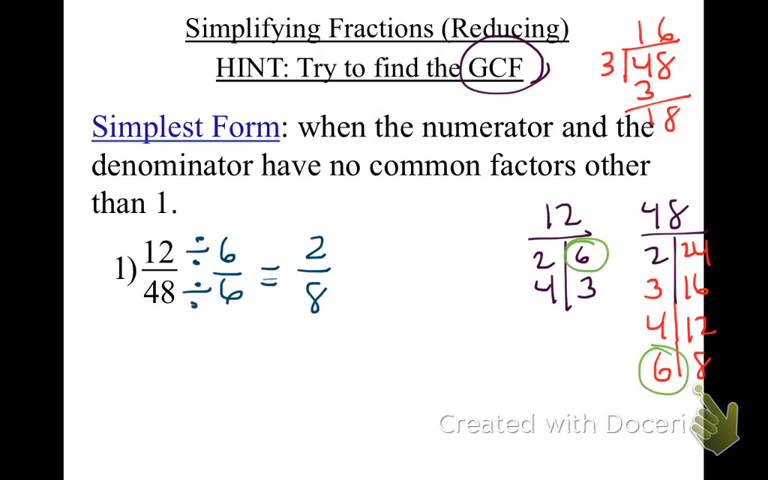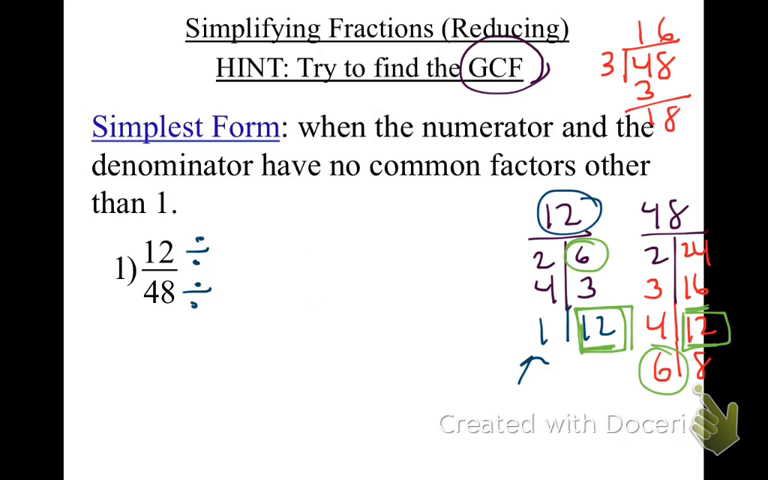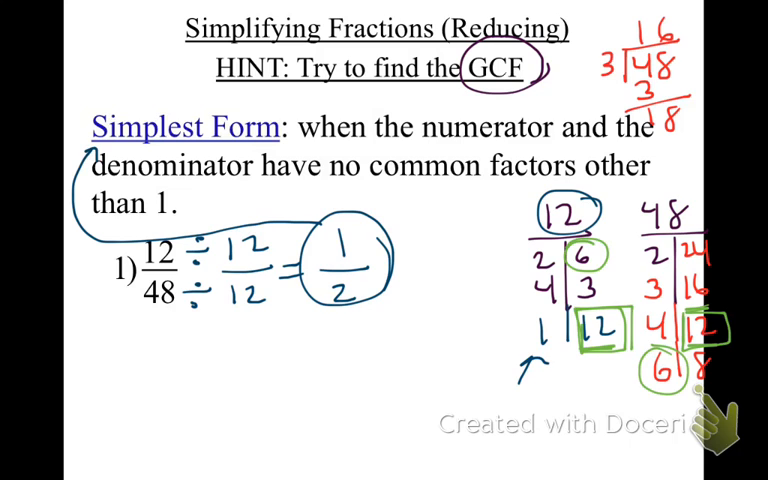Oh, ladies and gentlemen, I messed up that cardinal rule. Remember, 1 and 12. I forgot my 1. So actually, it's supposed to be 12 as our greatest common factor. That's why it really pays, ladies and gentlemen, to make sure you add that 1 in there. So let's try this one more time. We should be dividing by 12 on both sides, the numerator and the denominator. What's 12 divided by 12? 1. 48 divided by 12 is 4. So 1 over 4 would be my simplest form.